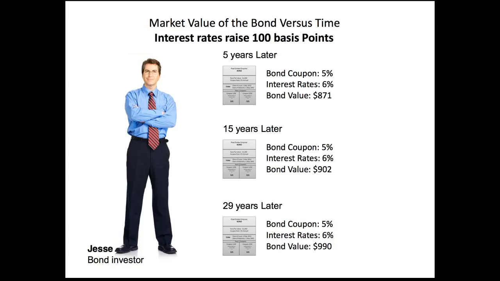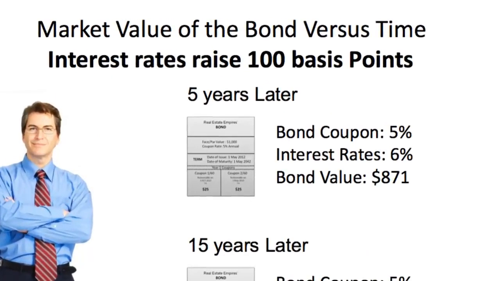I briefly touched on this in lesson 1, and I might have moved a little too fast. So what I'm going to do is go a little bit slower here so you understand how the market value of the bond changes through time. Let's assume that Jesse bought this bond on day 1 of the issue, which was 1 May 2012. Now we're going to warp ourselves into time 5 years later, and what we're going to do is move interest rates from when Jesse initially purchased the bond.